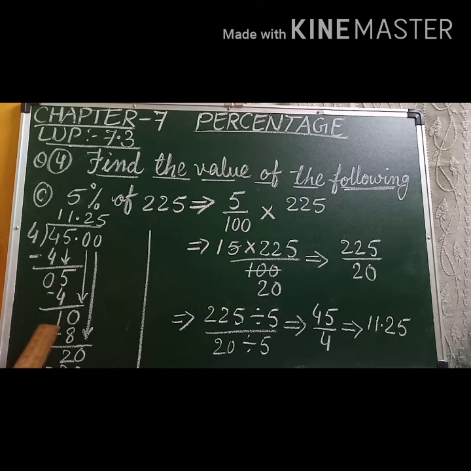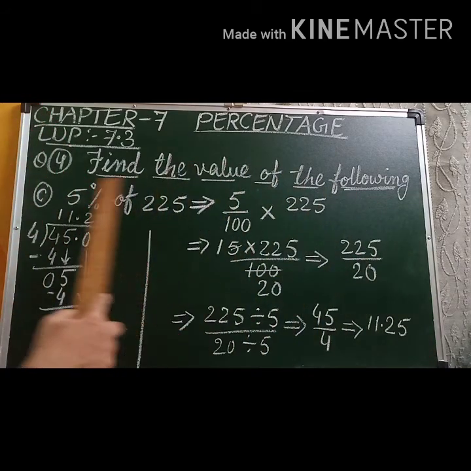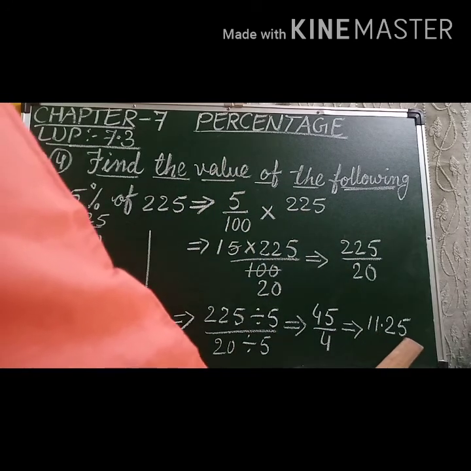So bring down 0. So now we have 10. So 4 2s are 8. 10 minus 8 is 2. Bring down the next 0. Now we have 20. So we can write 4 5s are 20. 20 minus 20, remainder 0. So if we have to solve division completely, we have to put a decimal and add zeros until we get remainder 0. So when we divide 45 by 4, we get quotient 11.25. So 45 by 4 can be written as 11.25. So we have simplified this. 5% of 225 is 11.25.